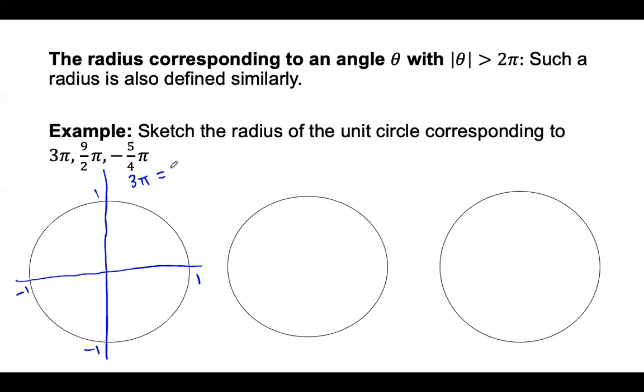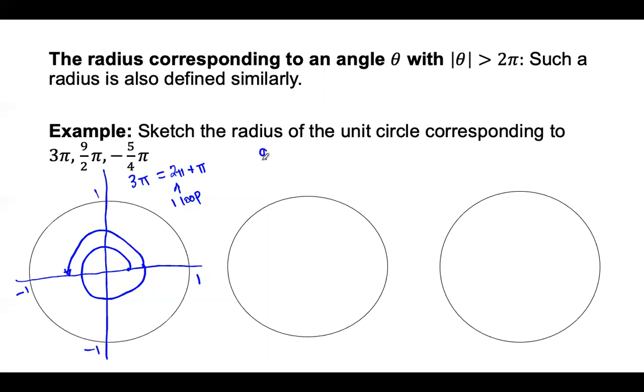3 pi is just 2 pi plus pi. It's the same thing, right? 2 pi plus pi is 3 pi. 2 pi is essentially one loop. So this means we start at the positive horizontal axis, and we go around once. So we're back where we began, and then we go pi. So then we continue on, and then we're over here. So this is what it means.